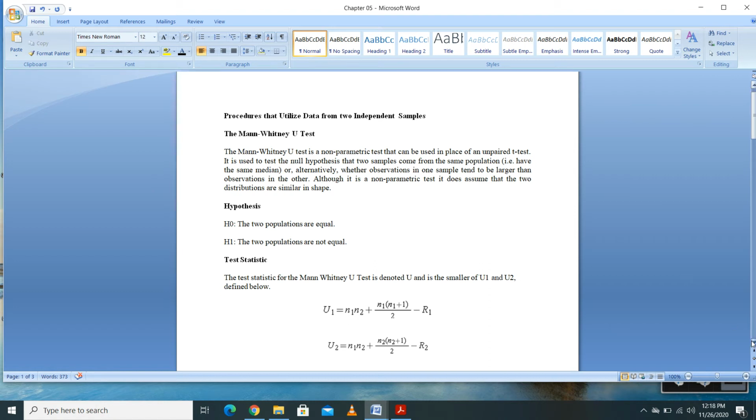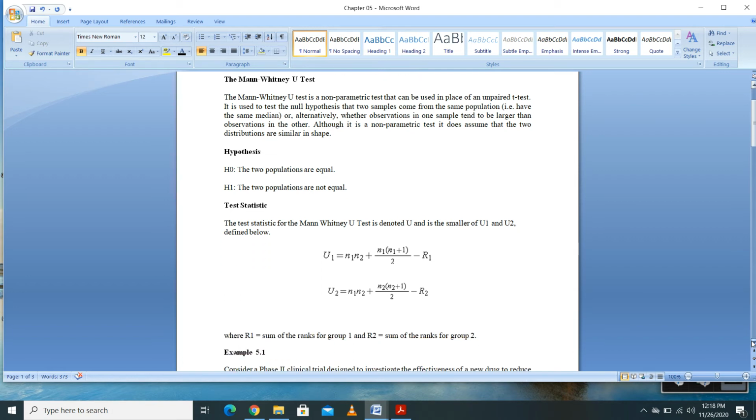So our hypothesis of interest is the 2 populations are equal. That is our H0, and H1 is the 2 populations are not equal. So the test statistic for the Mann-Whitney test, you can see we are going to calculate two values as U1 and U2. By using our data set, we calculate U1 and we calculate U2. And as our test statistic, we take the smaller value from these two. Right, I will explain you using an example.